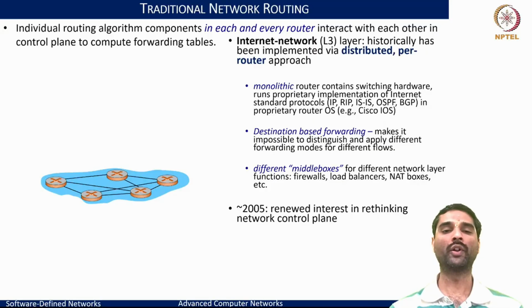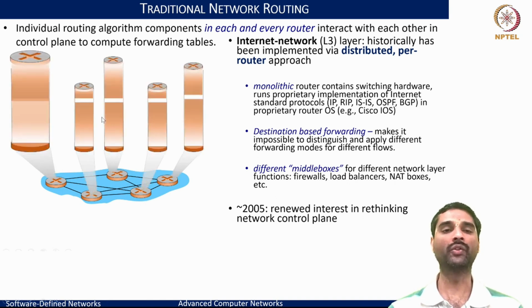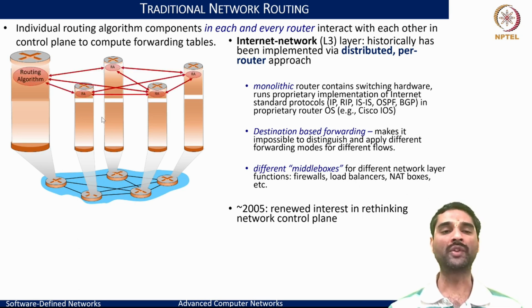Let us now look into how the control plane operates to build the forwarding tables. Consider the topology shown here, and on top of this, if the control plane has to interact and build the routing information, we need to make these routers that are spread across the network interact and build the information. And this is done by facilitating each of the routers with a specific routing algorithm that would run in them.